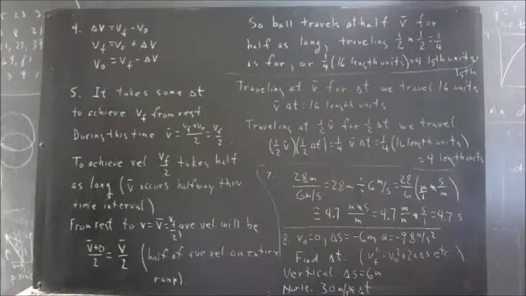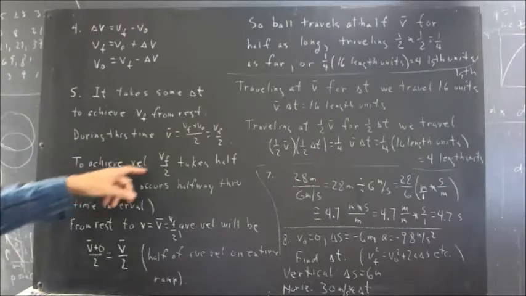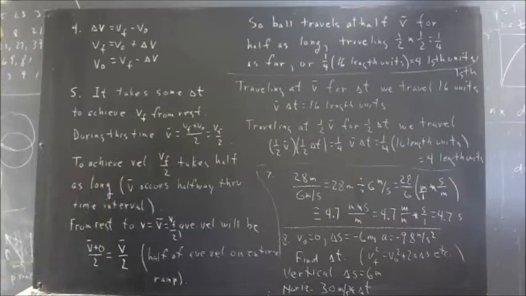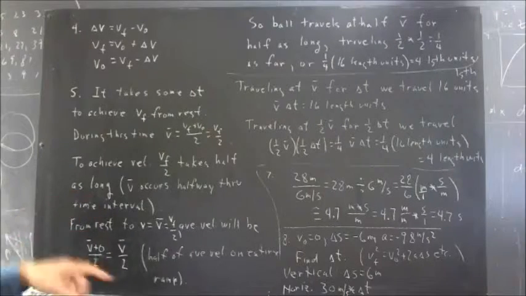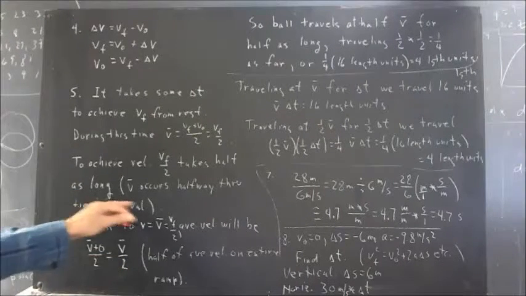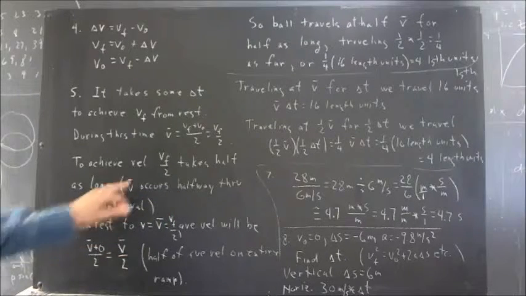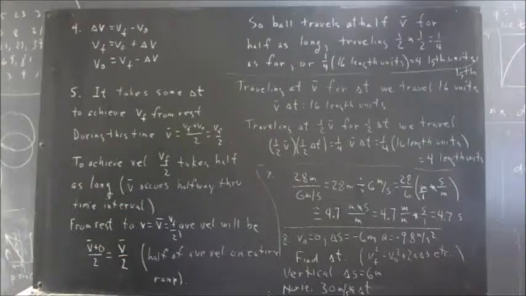Now, to achieve velocity VF over 2, which is the average velocity, takes half as long. Okay, so the average velocity occurs halfway through the time interval. And I see a way I can clarify that a little, so I'm going to pause here.